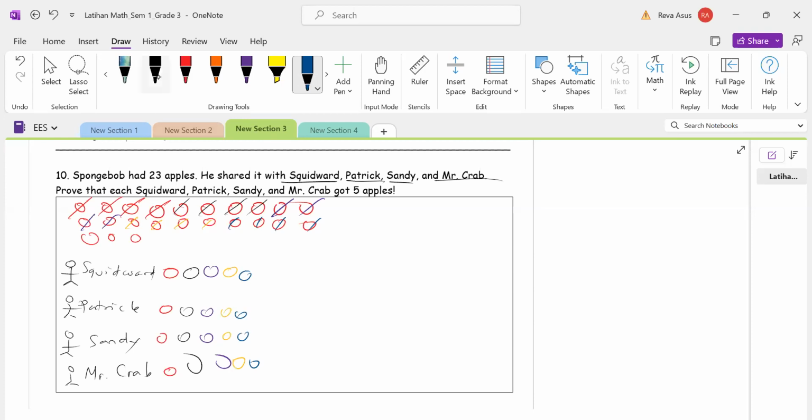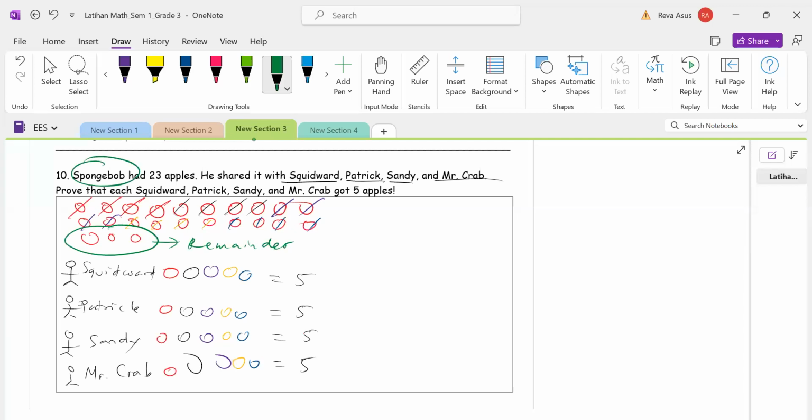So let's see. Squidward has 5 apples, Patrick has 5 apples, Sandy has 5 apples, Mr. Crab has 5 apples. So this is already proved. But is there any remainder? Yes. The remainder is 3. This is the remainder. The remainder belongs to SpongeBob. And the 5 here is the quotient. Quotient here is 5. It means that each of them, Squidward, Patrick, Sandy, and Mr. Crab, got 5 apples. That's it, yeah.